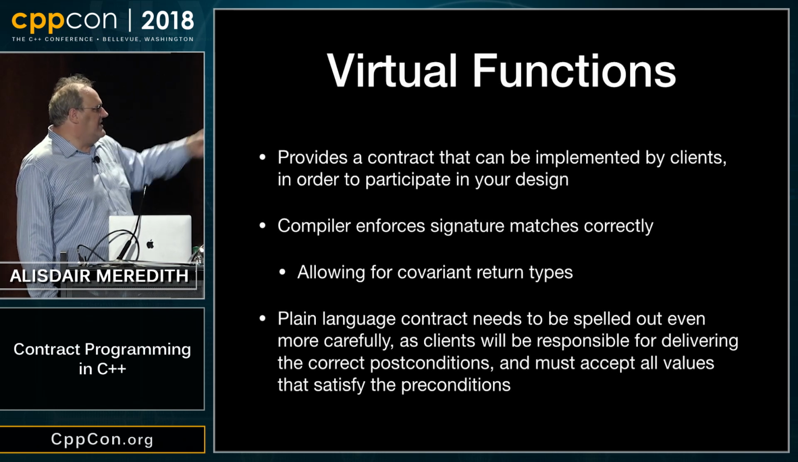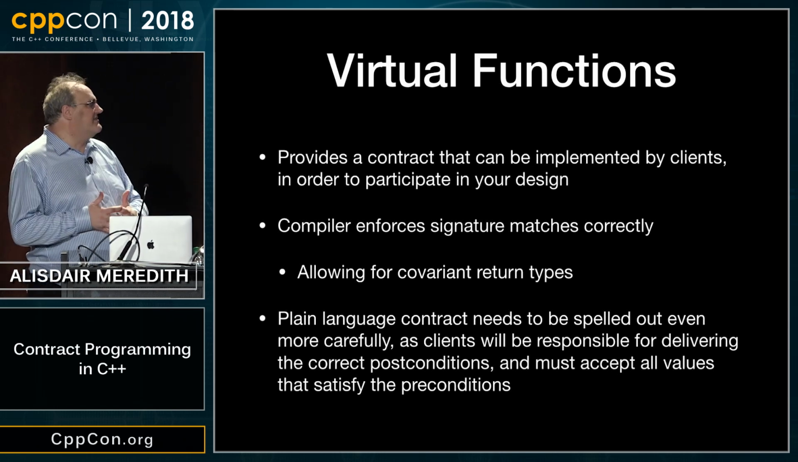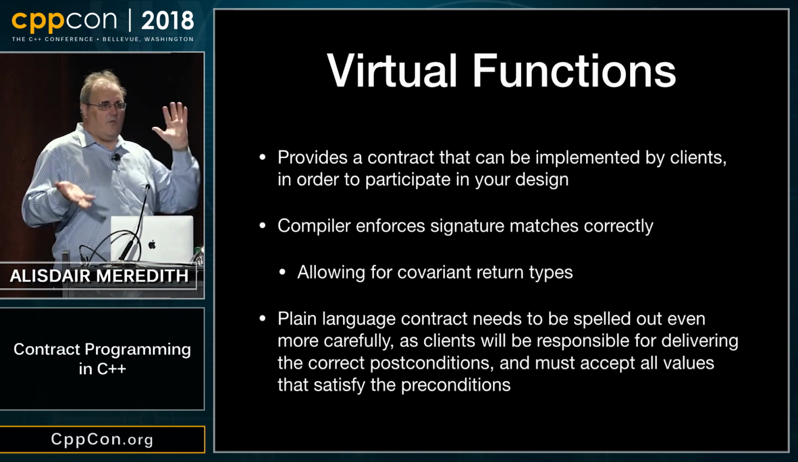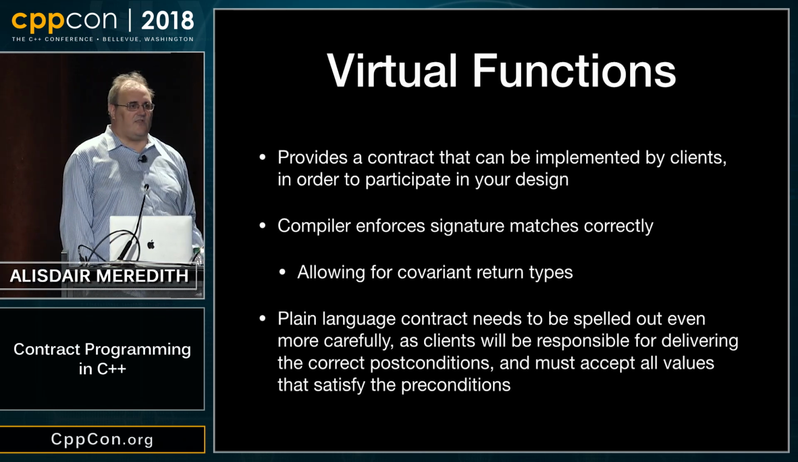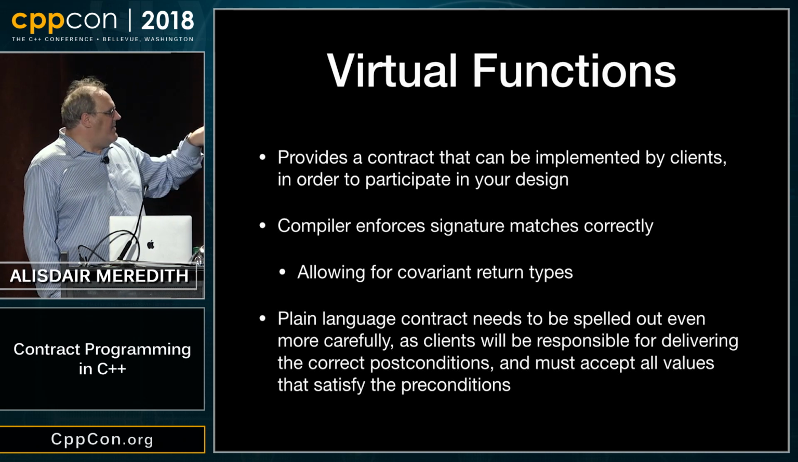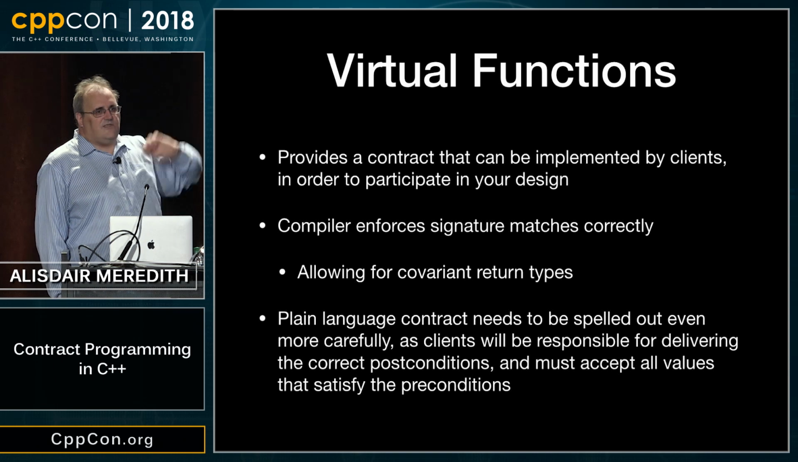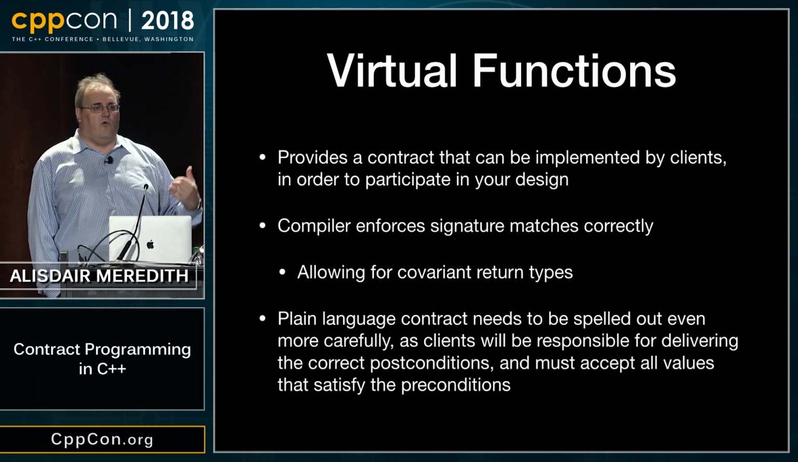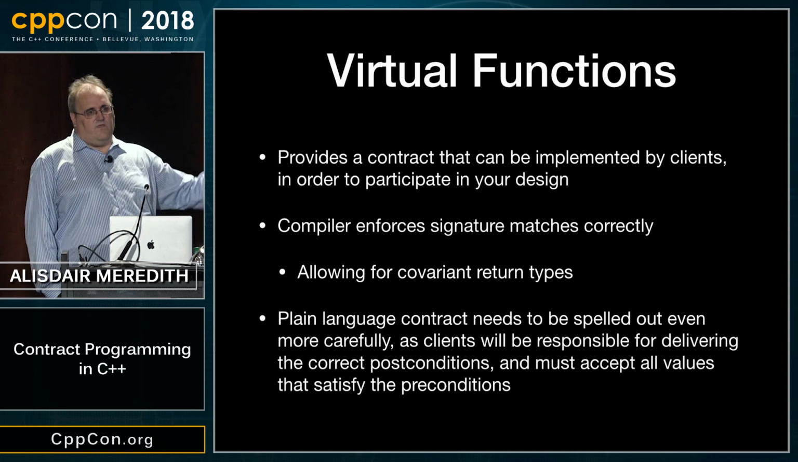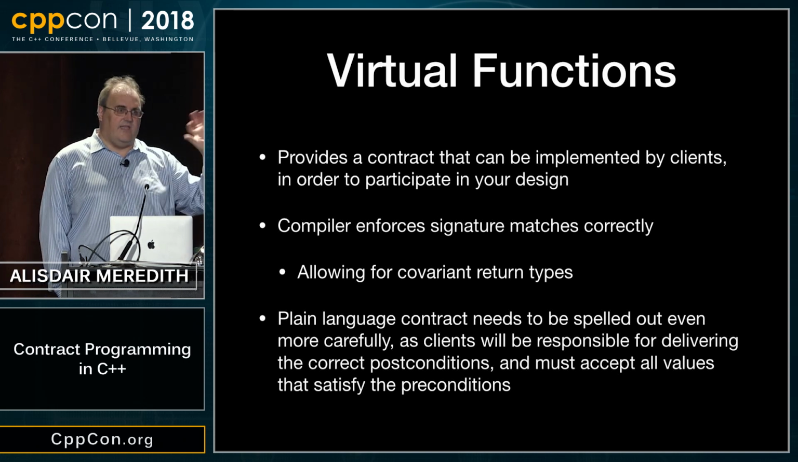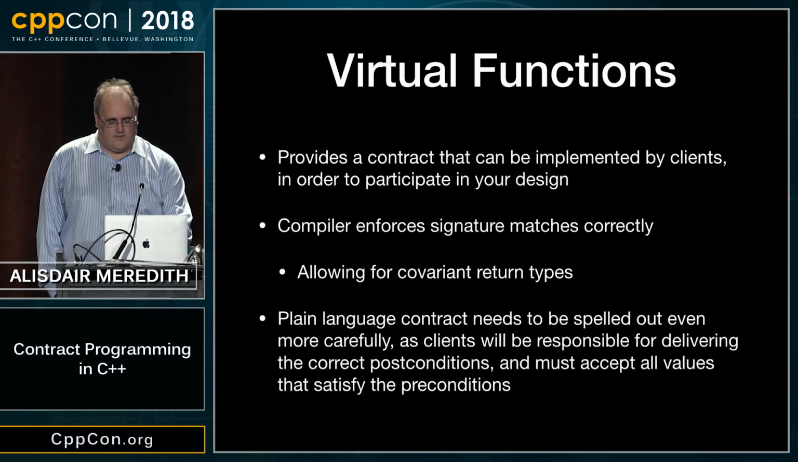Well, the nice thing here, of course, is that the compiler is going to ensure that the signatures match correctly, allowing for covariant return types. So if these things don't match, we'll get various errors coming out of the compiler. Always nice to use the compiler for our benefit. The key point is, once you're into the realm of virtual functions, your ability to specify a contract becomes a lot more important because both client and supplier are now relying on both sides of these contracts.